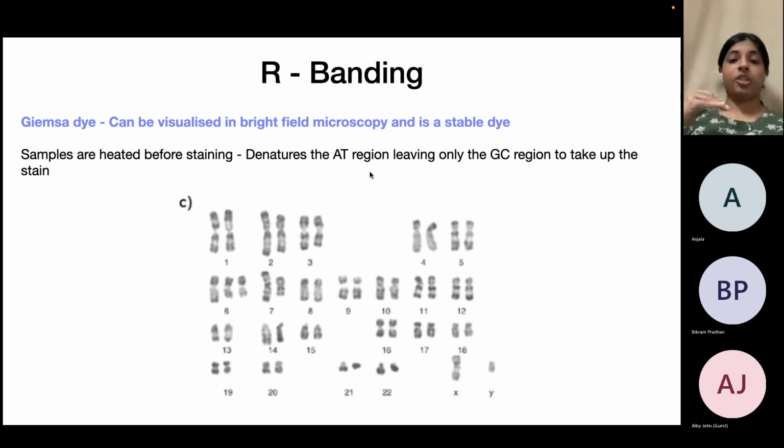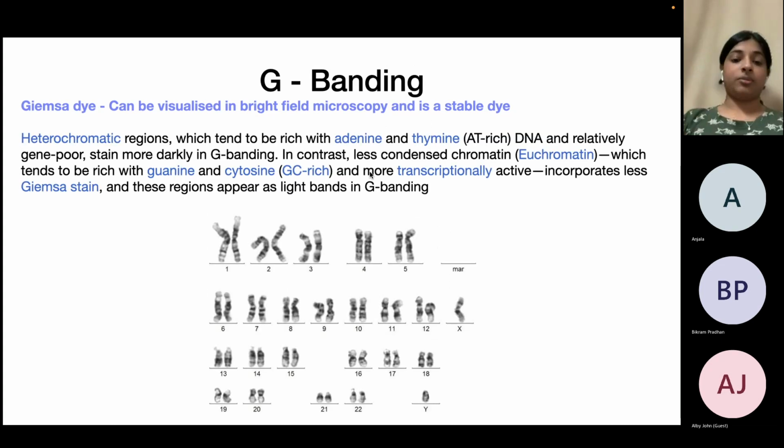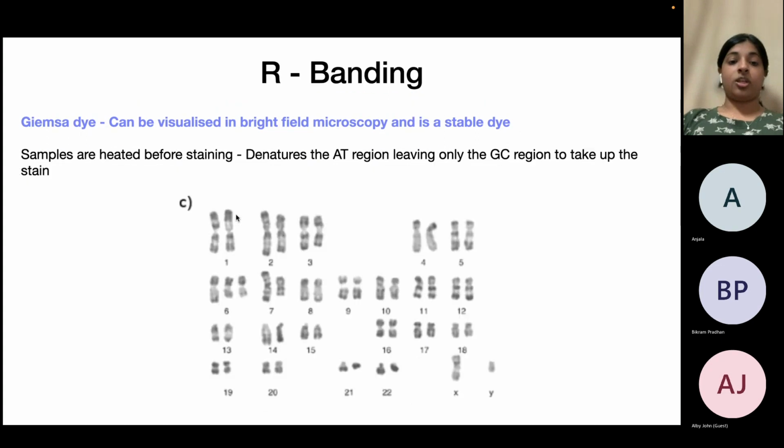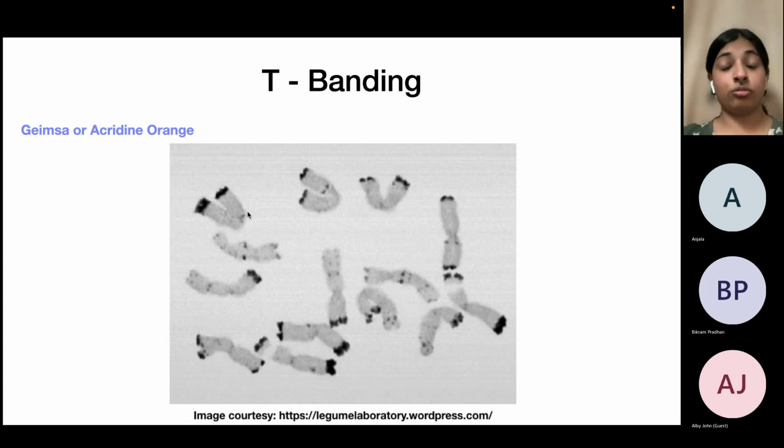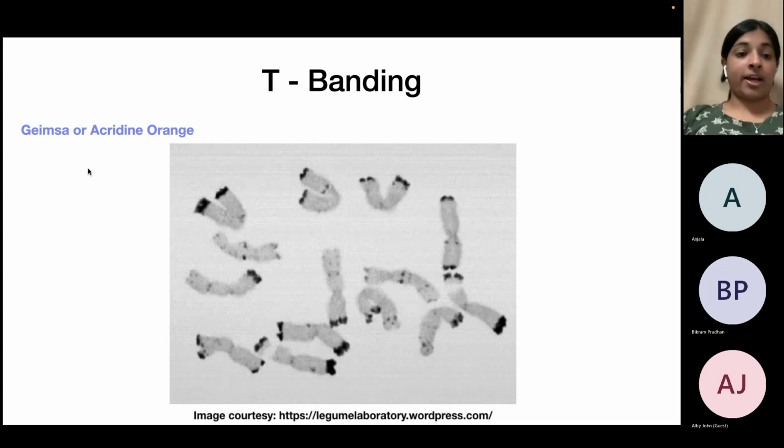They are less AT rich, so those regions take up the stain. However, in G banding, those regions do not take up the stain. So here you can see in the image itself, the telomeric ends are brighter. They have not taken up the stain. But in R banding, the telomeric ends are more visible. They're more stained.